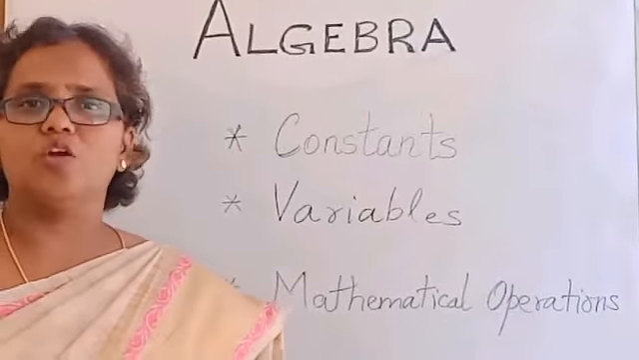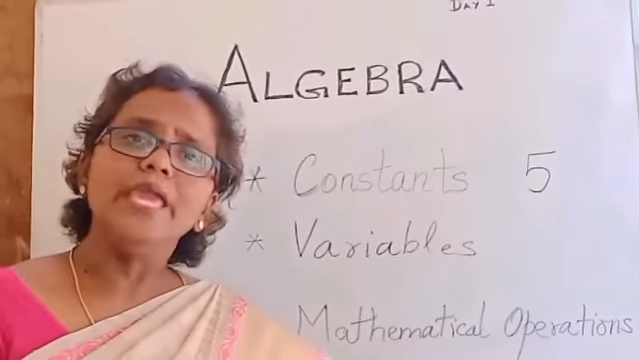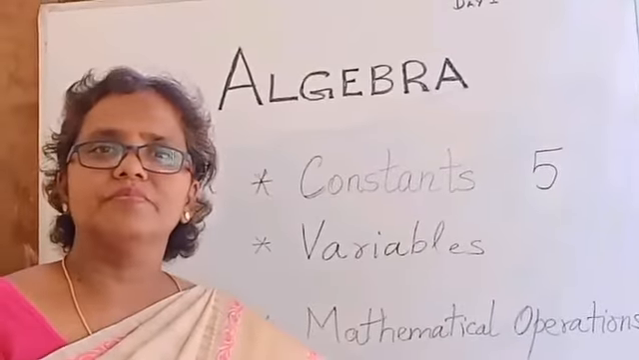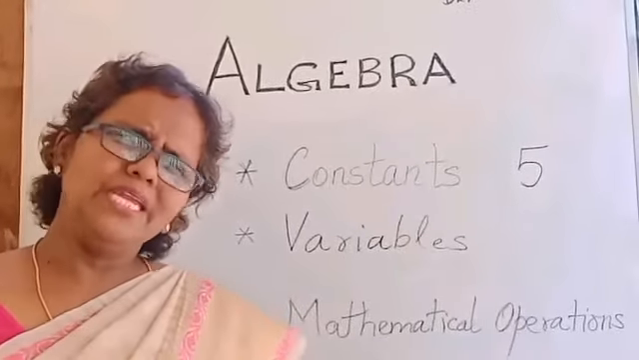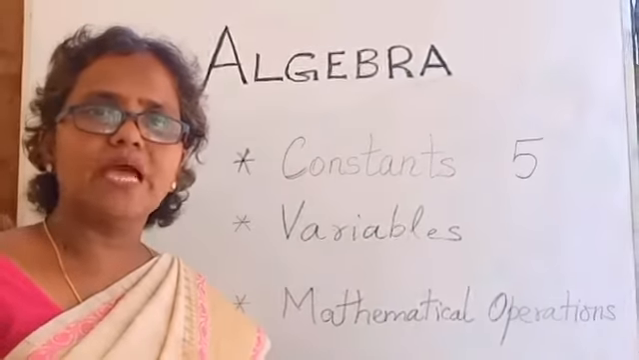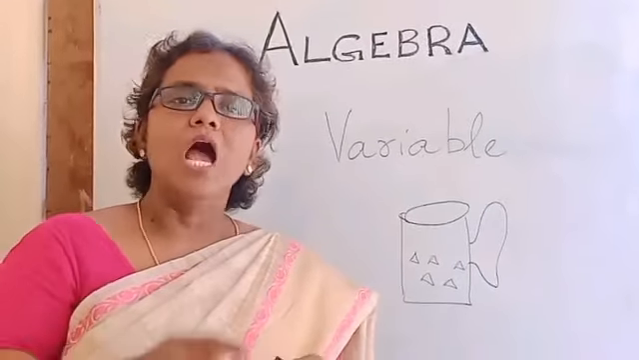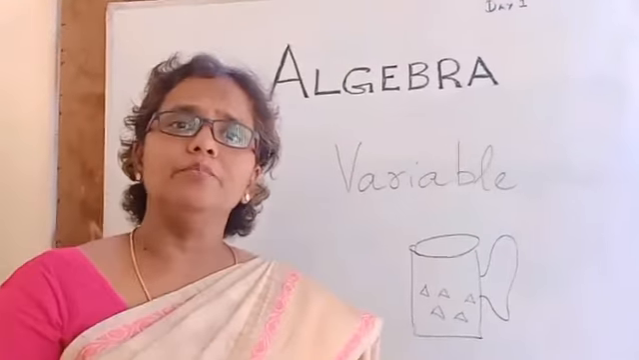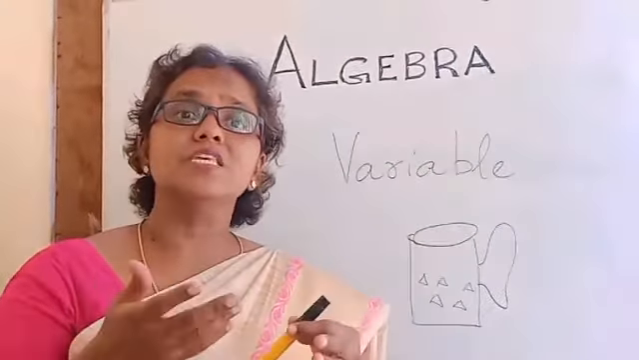Okay, let me move on to the second definition. What is a variable? A variable, as the name indicates, should keep on changing. Now, why do I need a variable? In algebra, I will show you an example with a demonstration. A variable is one which can hold any value in it, and also the value within the variable can keep on changing. That is the significance of a variable.